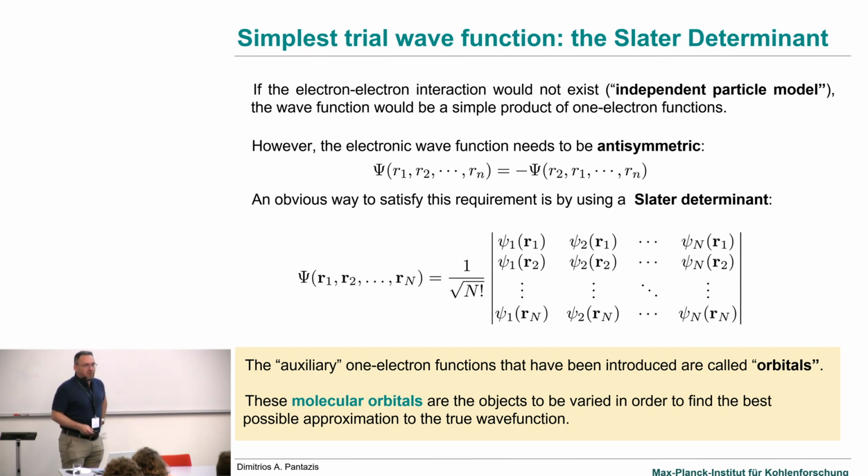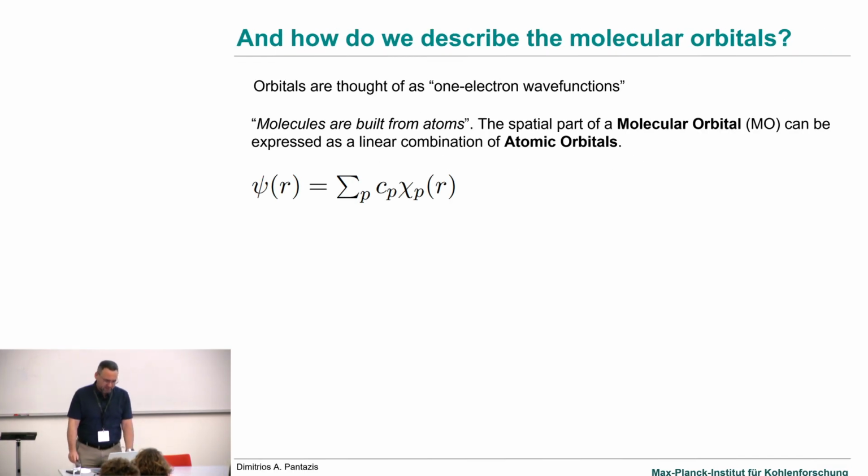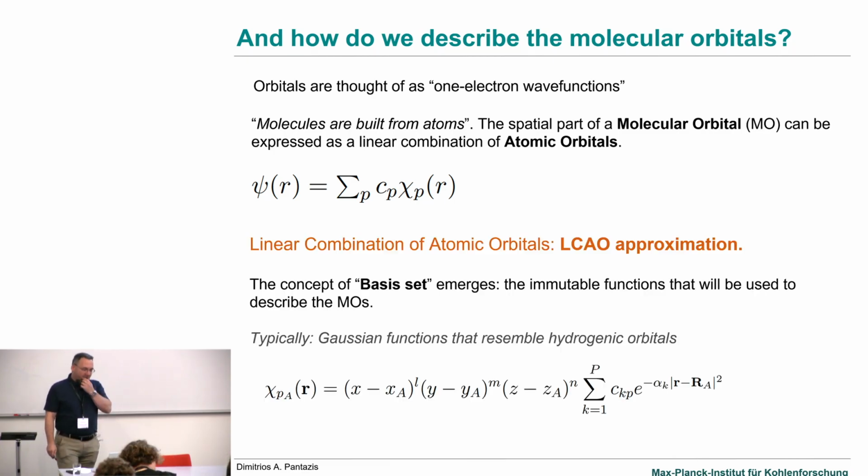And now our task is to, okay, we have expressed a wave function in terms of molecular orbitals. How do we express the molecular orbitals? Like, how should they look, mathematically, at least? So the solution here is to use atomic orbitals. So this is the linear combination of atomic orbitals.